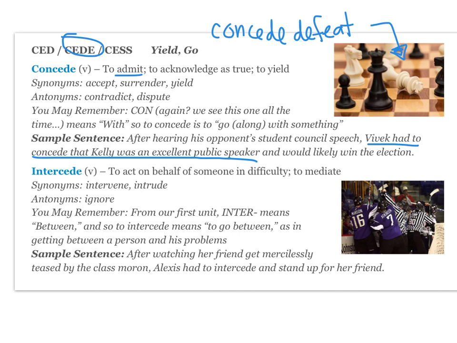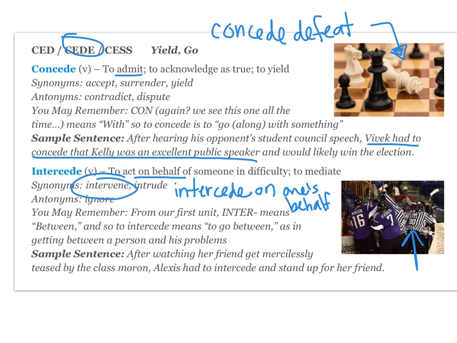Your next word is intercede, which is similar to intervene, in that you are breaking up a fight or getting into the middle of an argument. So you see referees interceding there. Where it's a little bit different from intervene is that you're often interceding on someone's behalf. So to act on behalf. So when you're interceding, you're not usually just getting in the middle to stop it. You are standing up for someone specifically.